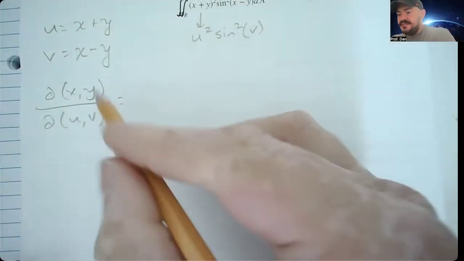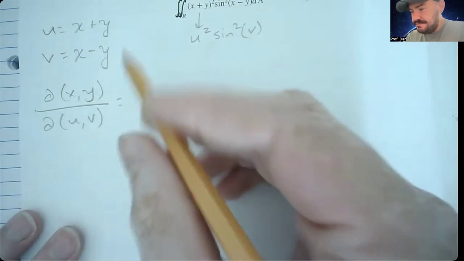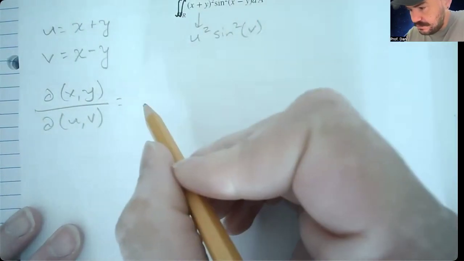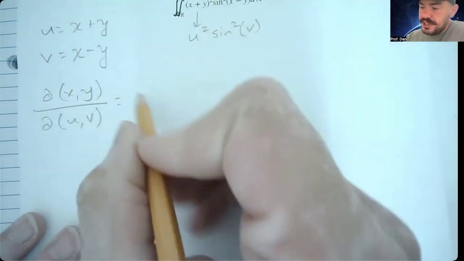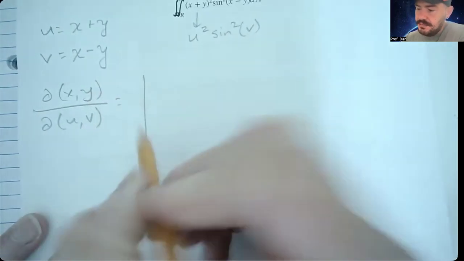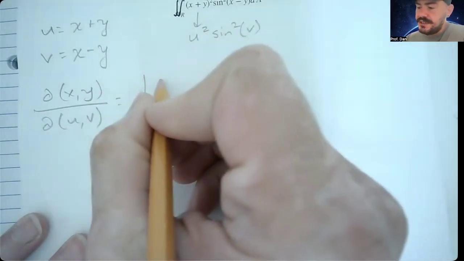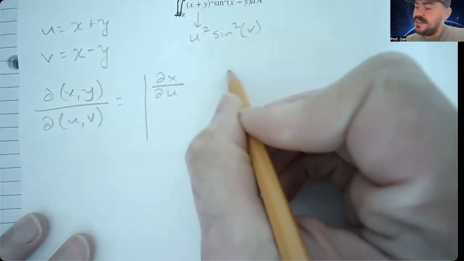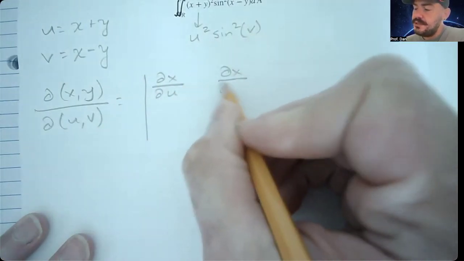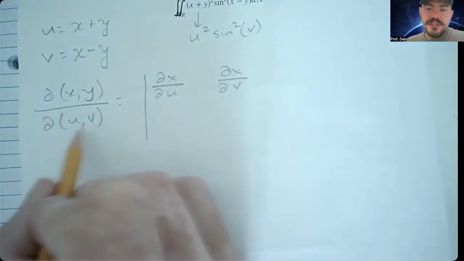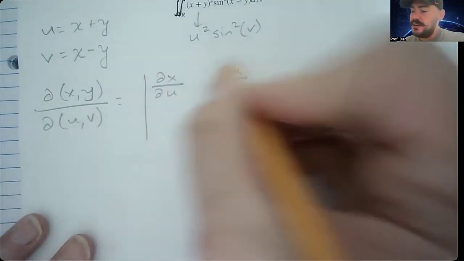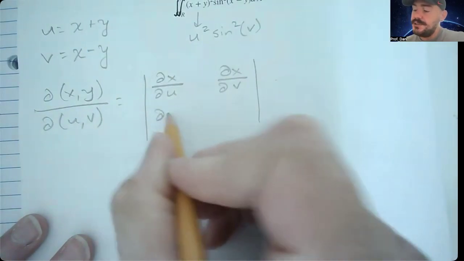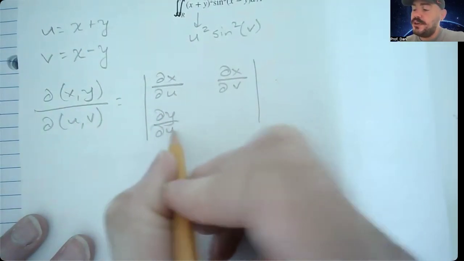So with that said, we know that we're going to have to find the determinant of a 2 by 2 matrix. Specifically, the first row is going to be the partial derivatives of x, and I'm doing it in the same order that I listed the variables here in the denominator. The second row is going to be the partial derivatives of y in the same order.